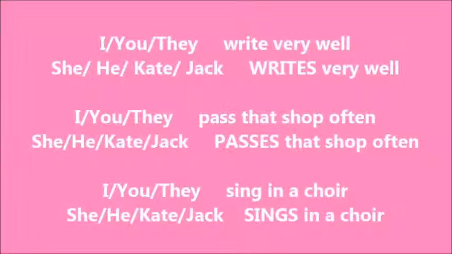Here are examples of the verb subject agreement. I, you, they write very well. She, he, Kate, Jack writes very well. I, you, they pass that shop often. She, he, Kate, Jack passes that shop often. I, you, they sing in a choir. She sings in a choir.